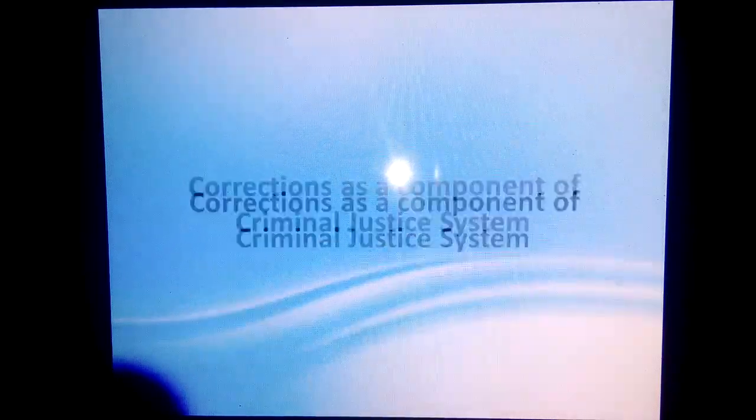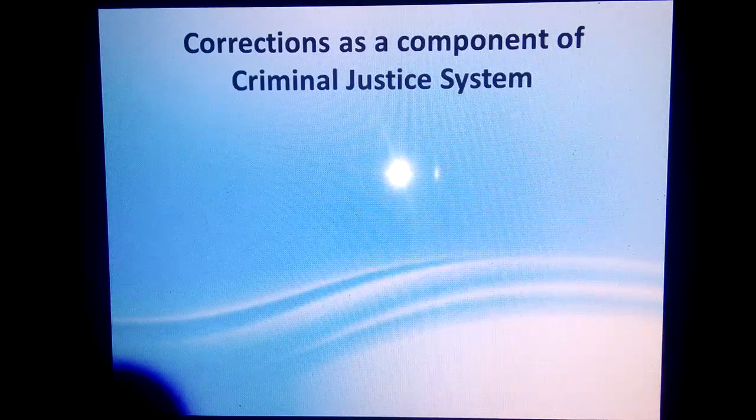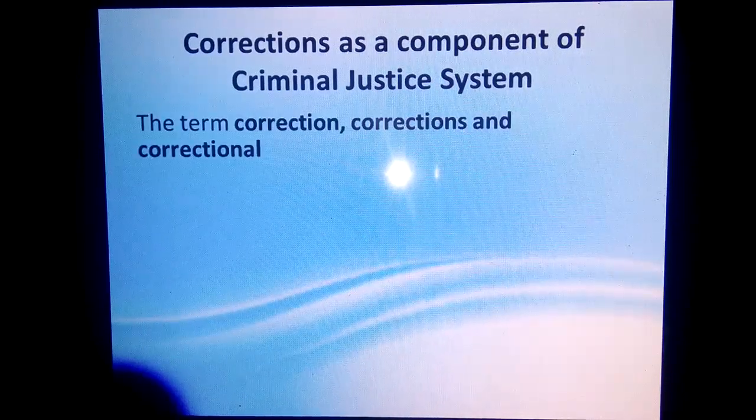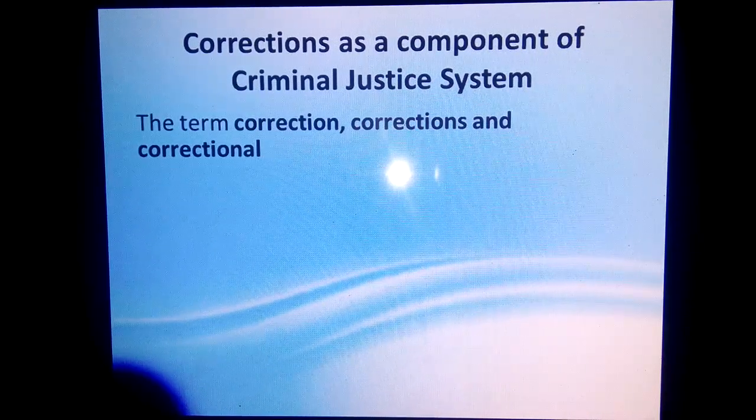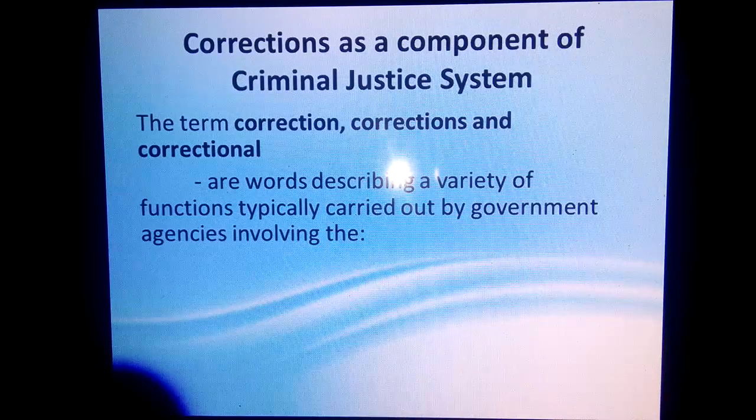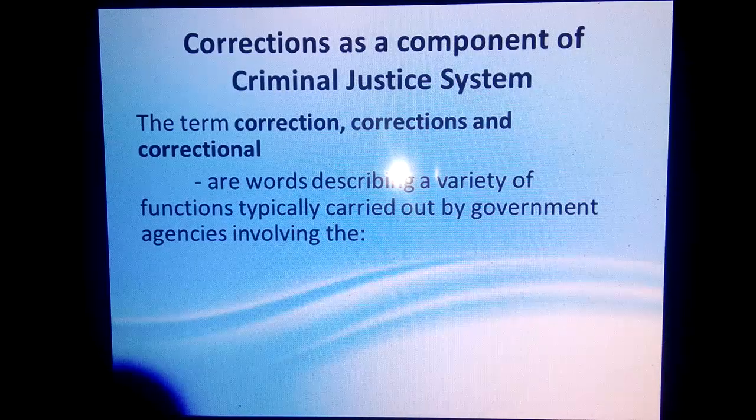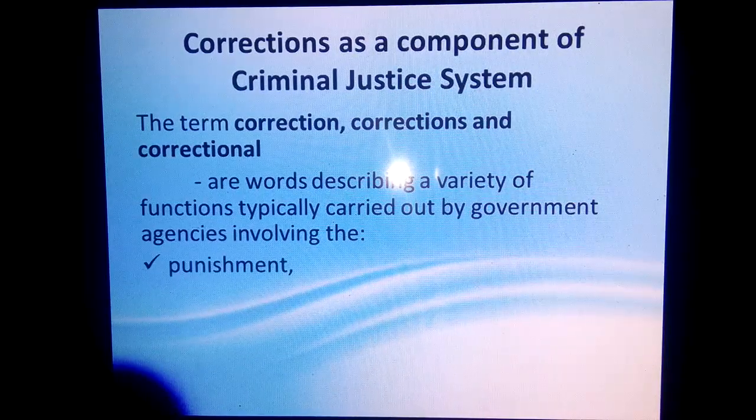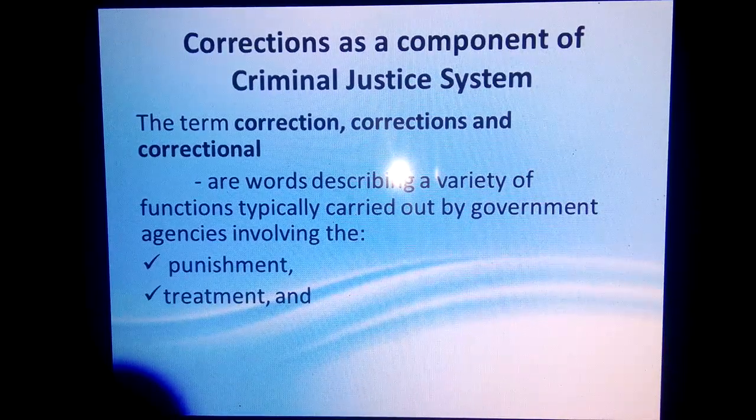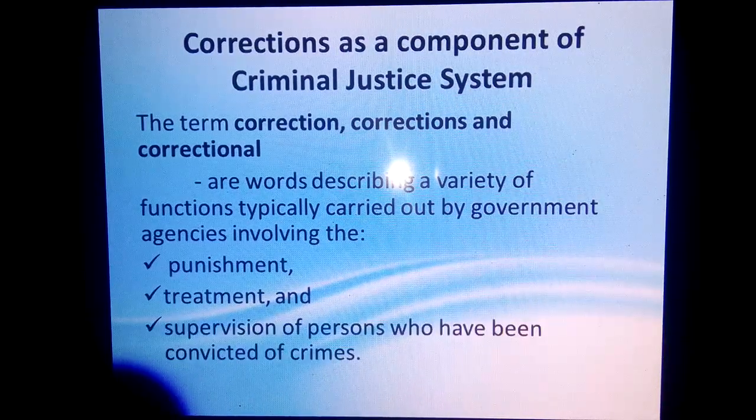So moving on. Corrections as a component of the criminal justice system. The terms correction, corrections, and correctional are words describing a variety of functions typically carried out by government agencies involving the punishment, treatment, and supervision of persons who have been convicted of crimes.